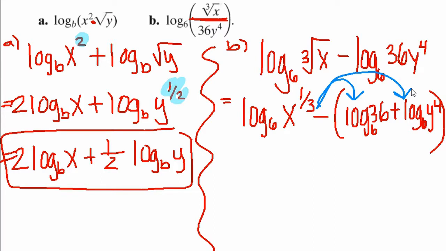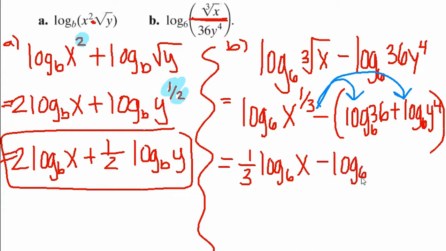So follow your comfort level with combining rules. All right, so on this one, I'm going to bring the 1/3 in front. So I get 1/3 log base 6 of x minus log base 6, but 36 is really 6 squared. And I distribute the negative, so it's negative, and I bring down the 4 log base 6 of y.